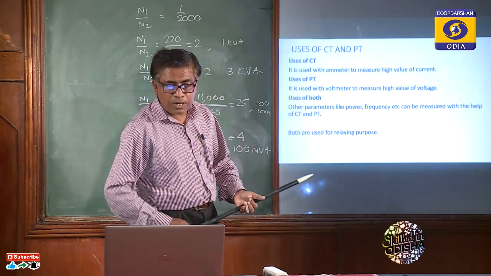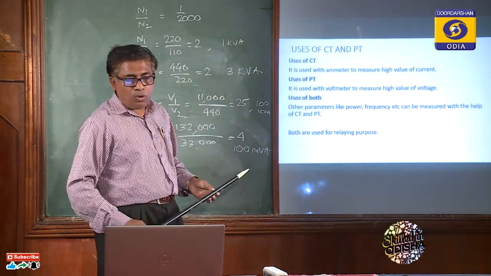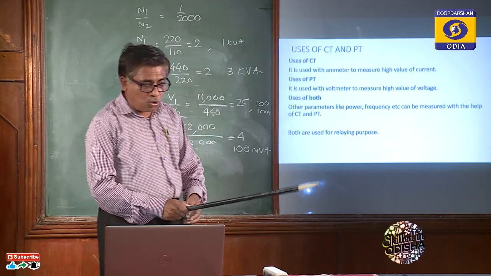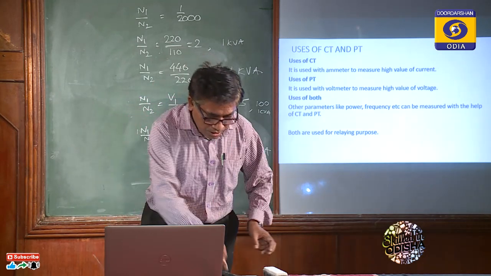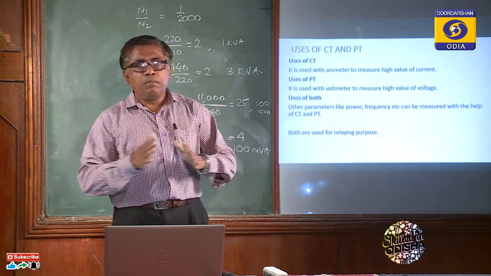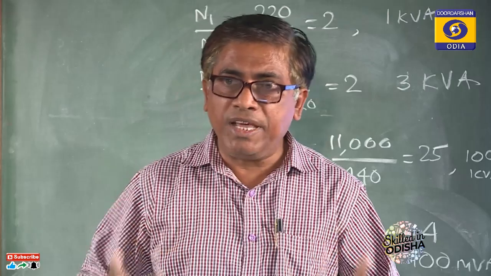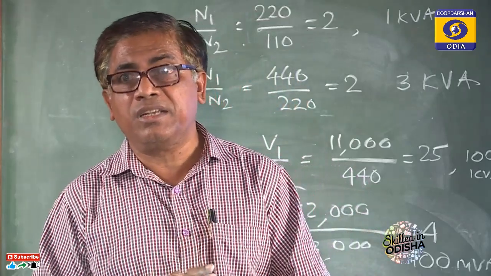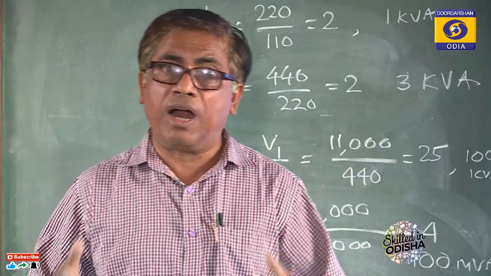Then I will tell you what are the uses of CT and PT. It is used with ammeter to measure high value of current. Then what is the use of PT? Now it is used with the voltmeter to measure the high value of voltage. So I was discussing with you regarding measurement of current. It is helping in measurement of current, but it has a major work in relaying circuit. Circuit breaker relay, you may have heard the name.